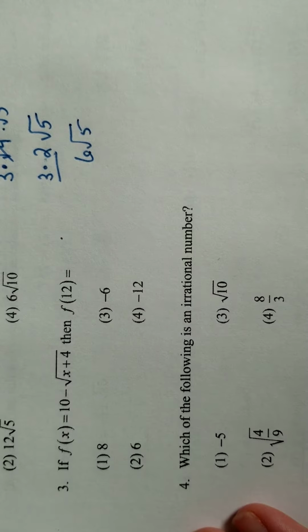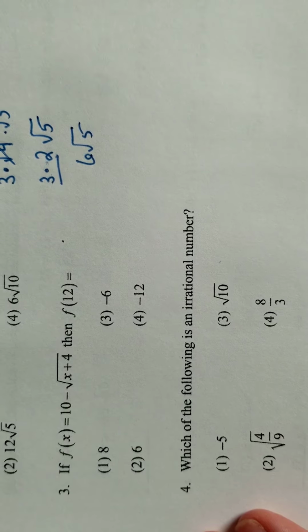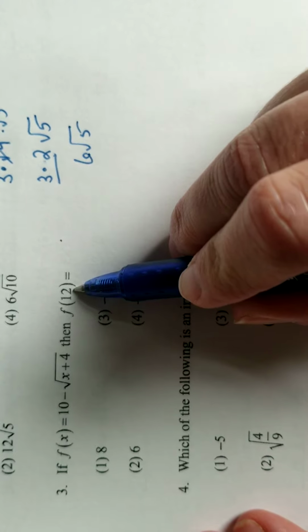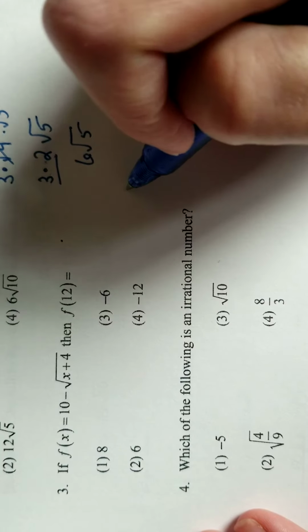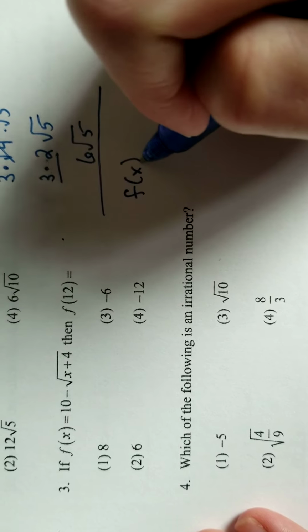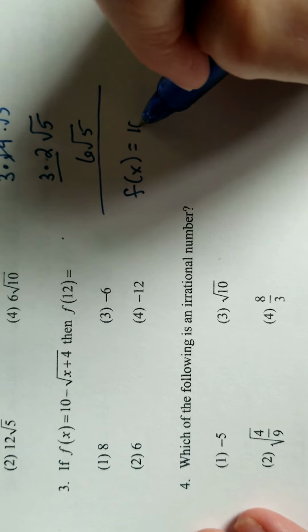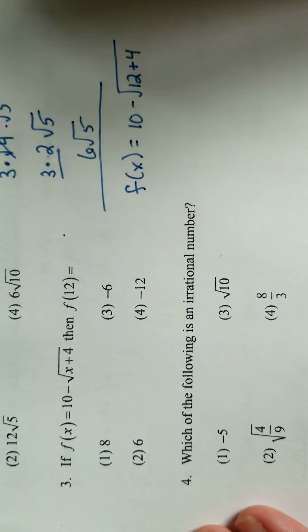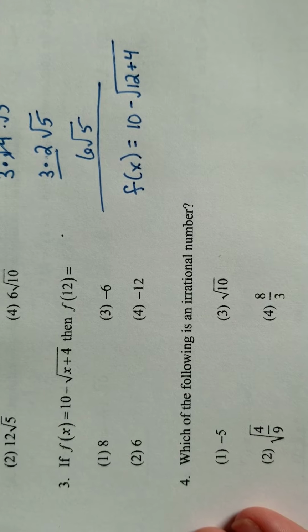Number 3, if the function of x equals 10 minus the square root of x plus 4, then what would be f of 12? So this is our input. So if we input 12, block off that problem. So you get the function of x equals 10 minus the square root of 12 plus 4. Then you just follow your order of operations.